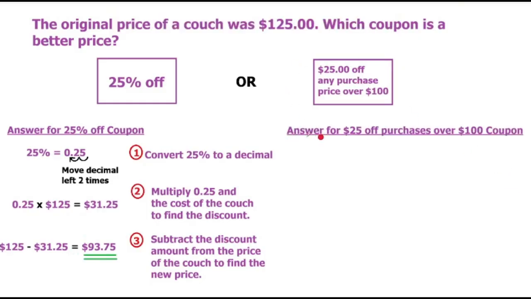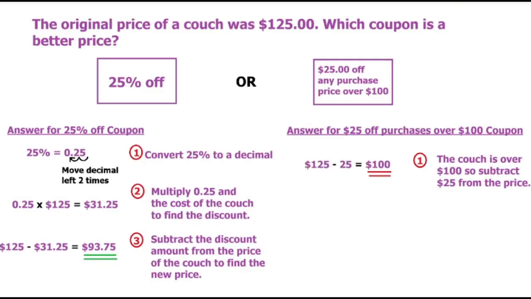coupon. So the answer for $25 off purchases over $100. So the couch is over $100, so we subtract $25 from the price. It's that simple. So 125 minus 25 equals $100.